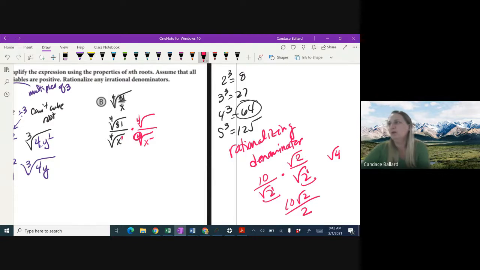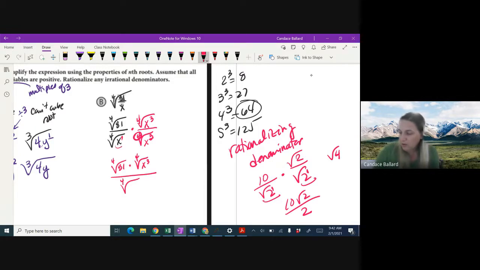All right, we always want to keep it positive. Thank you for those of us that are being brave right now. It is in fact a 3. And whatever I do on the top, I do on the bottom, so it's like multiplying by 1. I know this seems really weird right now. So when I multiply across the top, I have the 4th root of 81 times the 4th root of x cubed over the 4th root of x to the first times x to the third, which is x to the fourth.